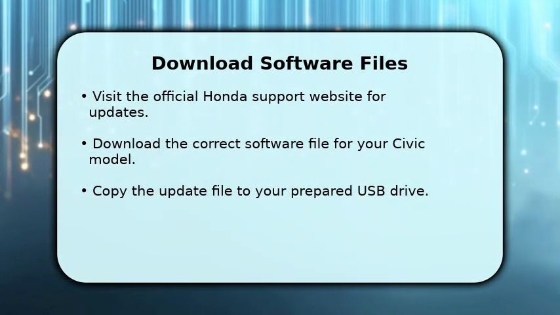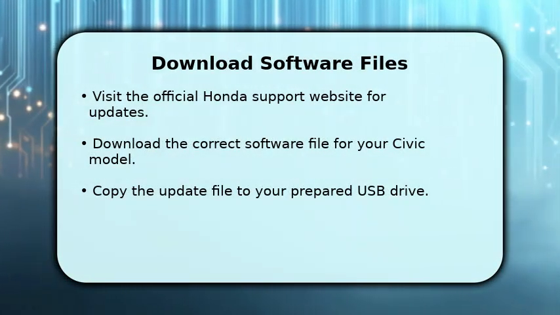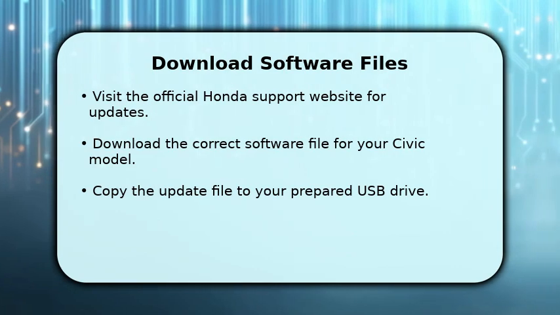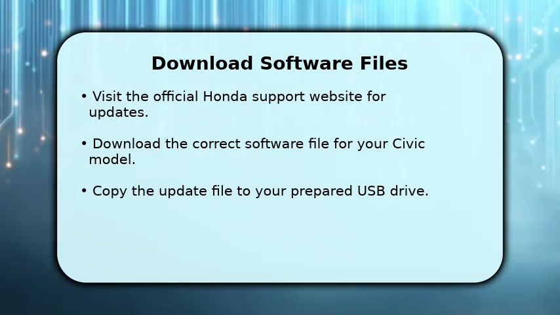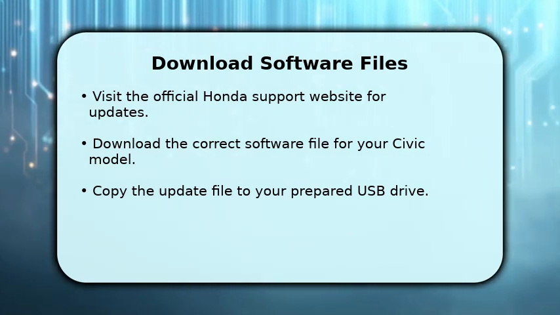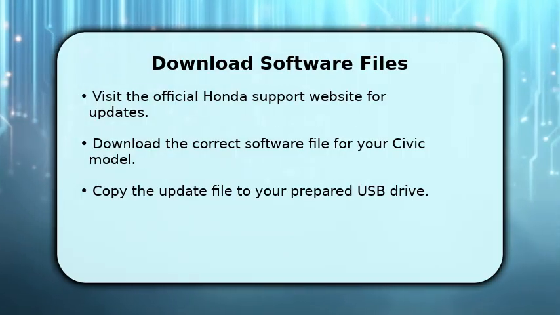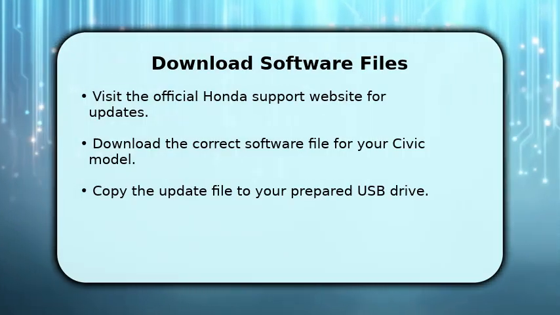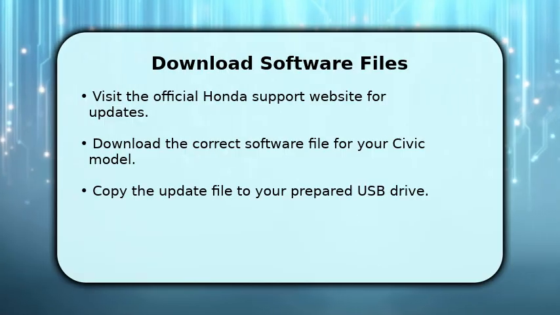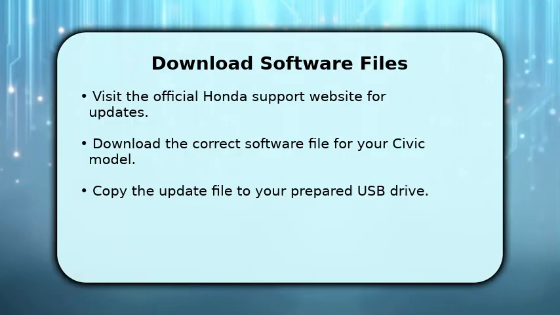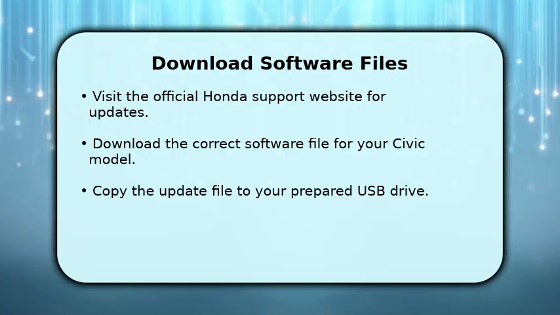Next, head to the official Honda support website to find the latest software update for your specific Civic model. You might need to first insert your USB into the car to get vehicle data, then use that on the website to download the correct files. Once downloaded, carefully copy these update files onto your FAT32 formatted USB drive.